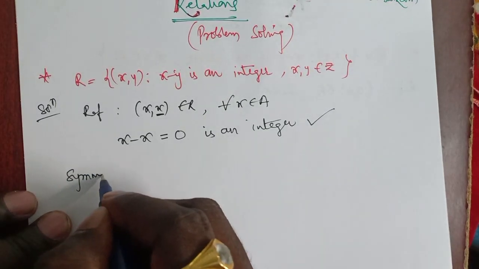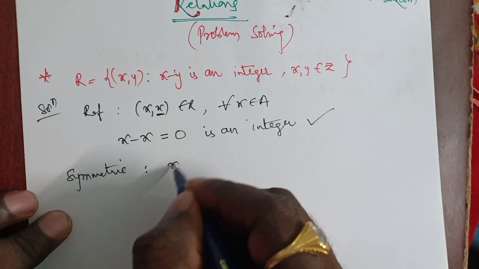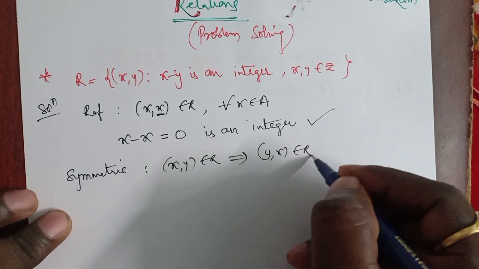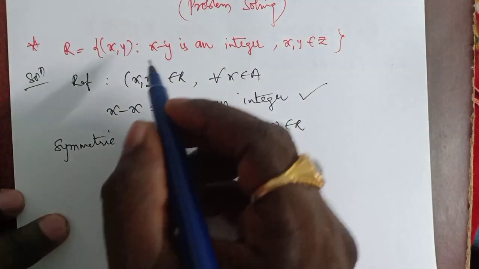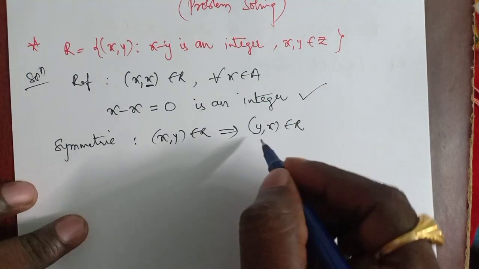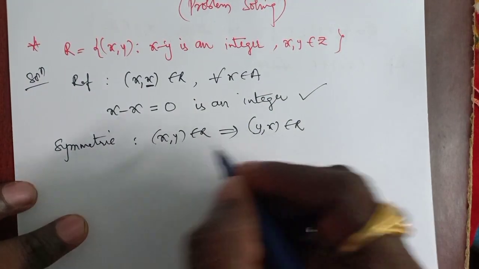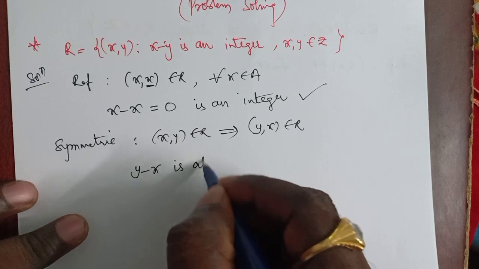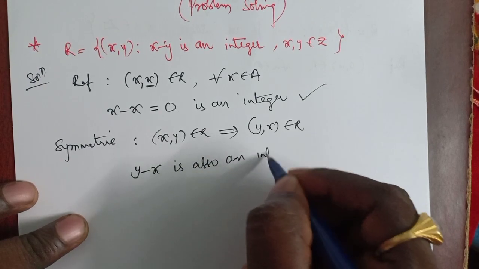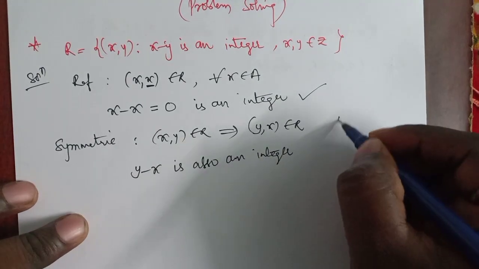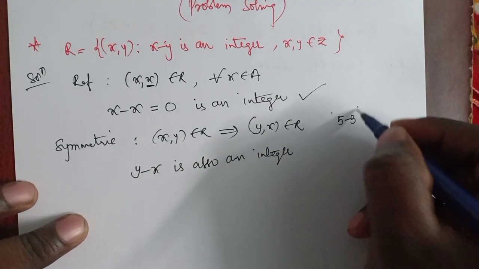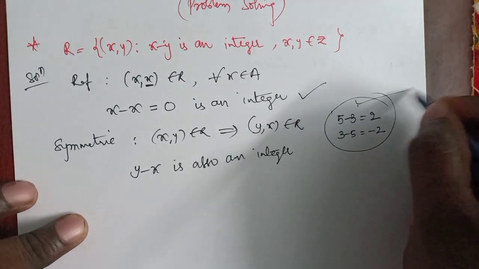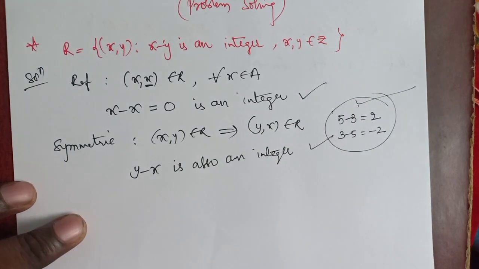Now coming to the symmetric. If (x, y) belongs to R, then (y, x) also belongs to R. He has given that x minus y is an integer. Now interchange the values of x and y. So y minus x is also an integer. So no problem with this. Why? Because 5 minus 3 equals 2, it is an integer. Then what is 3 minus 5? Minus 2, clearly it is an integer, so it satisfies symmetric also.